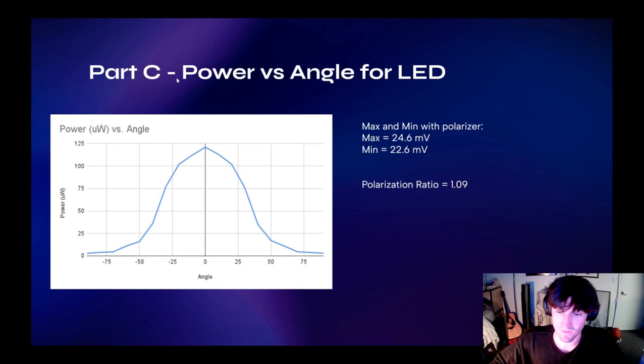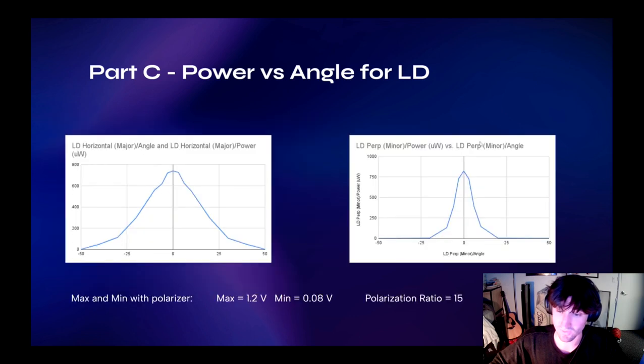Part C, this is our power versus the angle for the LED, and I think this is the best graph that I've ever gotten in a lab. For our maximum voltage with the polarizer and rotating it, we got 24.6 and a minimum of 22.6, which gives us a polarization ratio of about 1.1, which makes sense because LEDs are unpolarized.